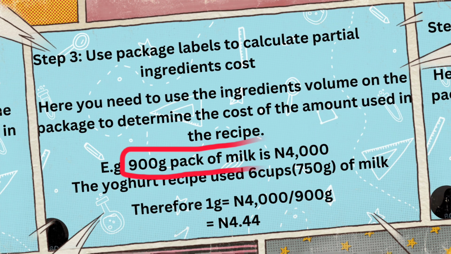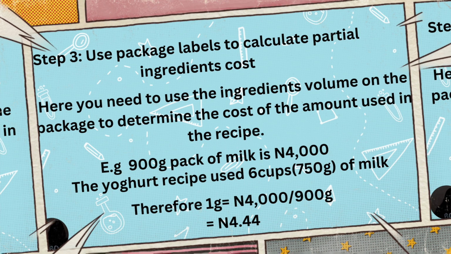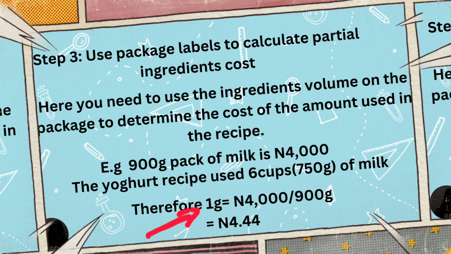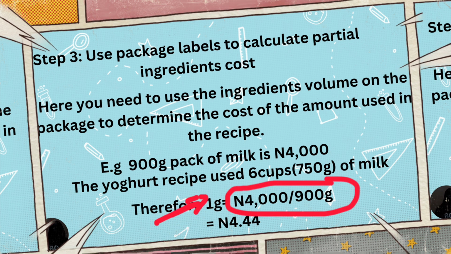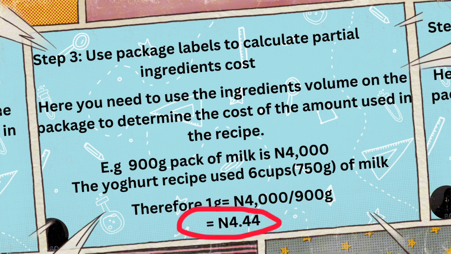So let's say the 900 gram pack is 4,000 naira, and in the recipe we use 6 cups, which is 750 grams of milk. So we have to first calculate 1 gram, which is the smallest unit. To get this, you say 4,000 naira divided by the whole volume, which is 900 grams. You will get 4.4 naira.